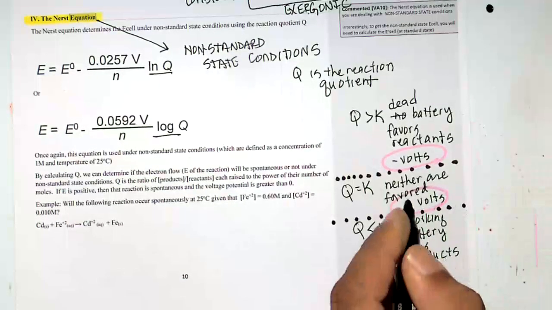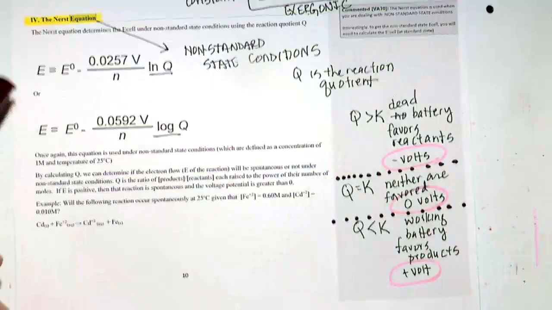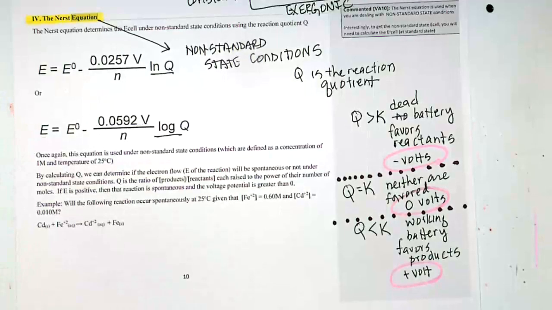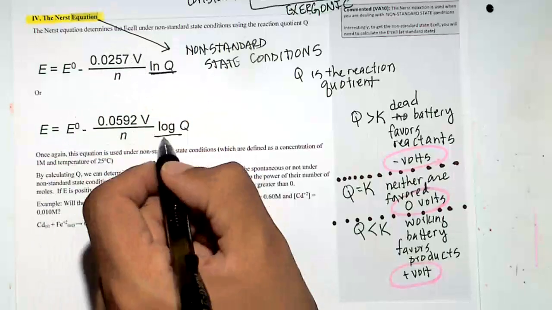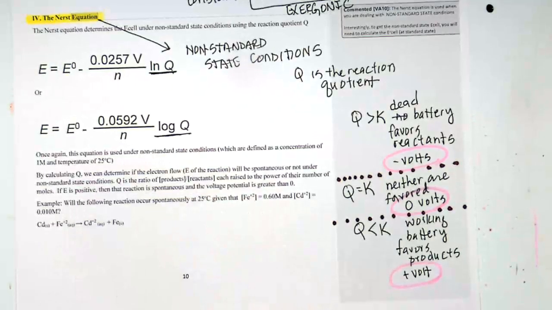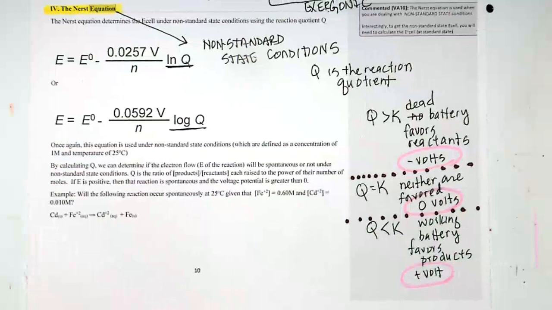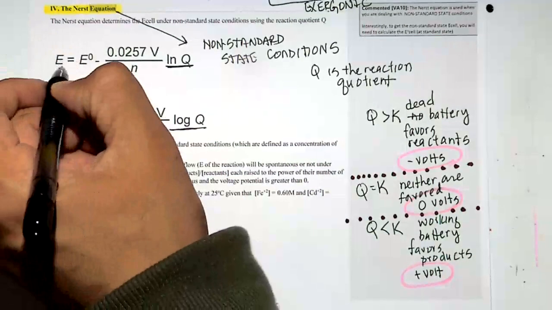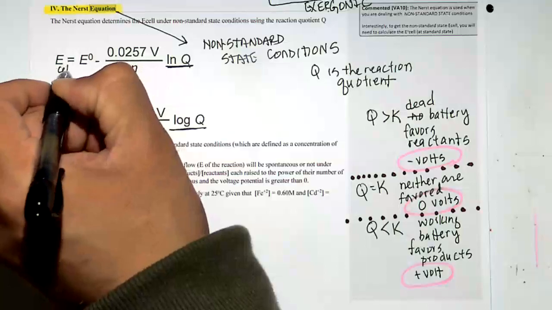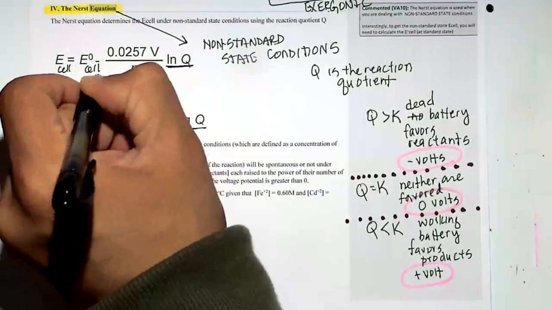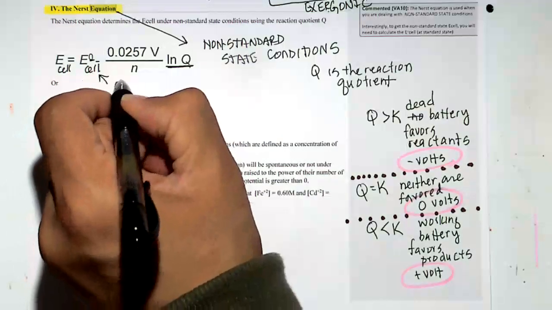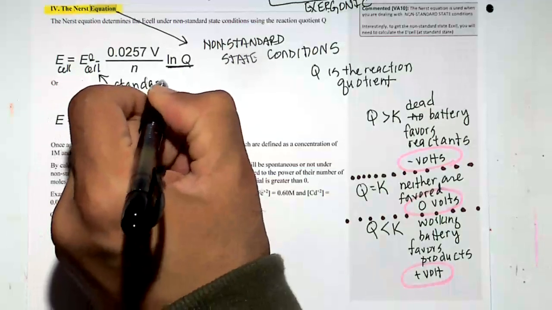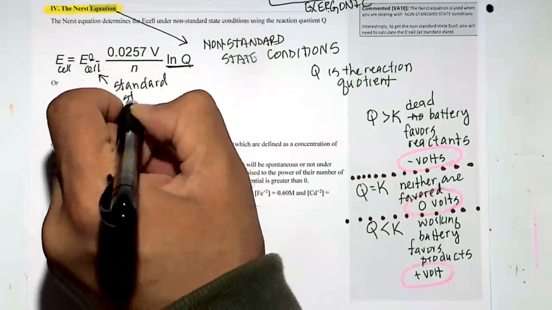So this is the Q that we're going to use in the Nernst equation. This form or this form, I'll give you one or the other. They'll give you the same answer. It's just that this one has the natural log of the reaction quotient Q, and this has the log of the reaction quotient Q. I'll give you the equation. Notice here, to get E cell at the non-standard state, you need E cell at the standard state when we plug it into this equation.